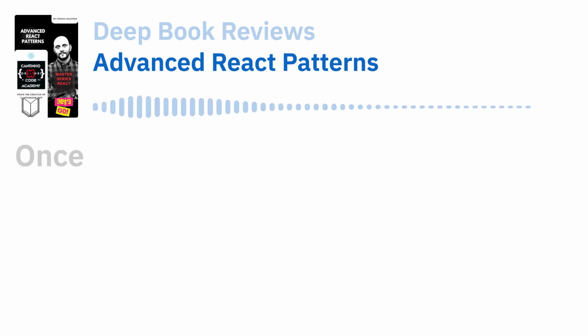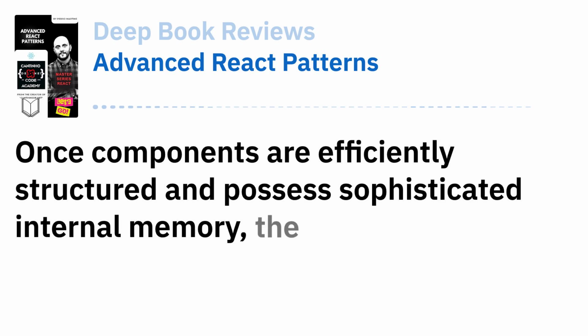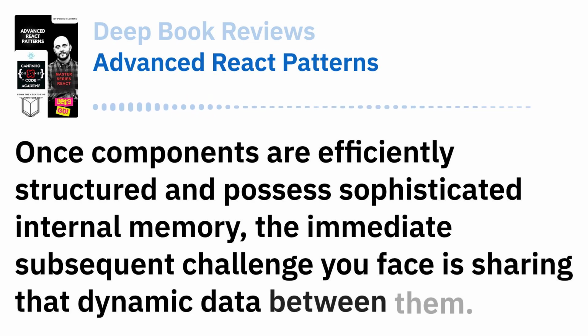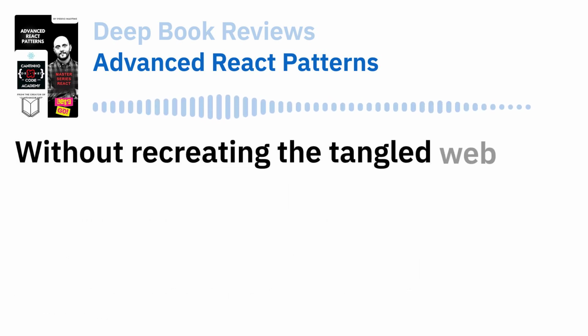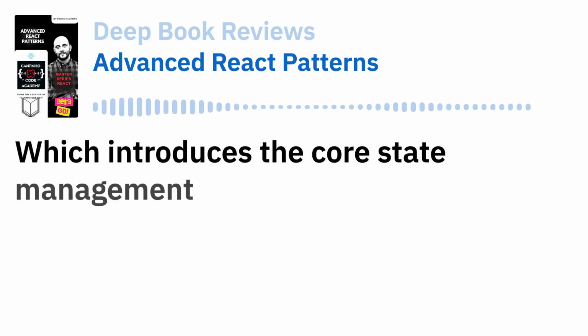Indeed. useReducer provides highly predictable state transitions by defining explicit, strictly formatted actions, heavily mirroring external state machines. Once components are efficiently structured and possess sophisticated internal memory, the immediate subsequent challenge you face is sharing that dynamic data between them, without recreating the tangled web of properties we previously avoided, which introduces the core state management dilemma.